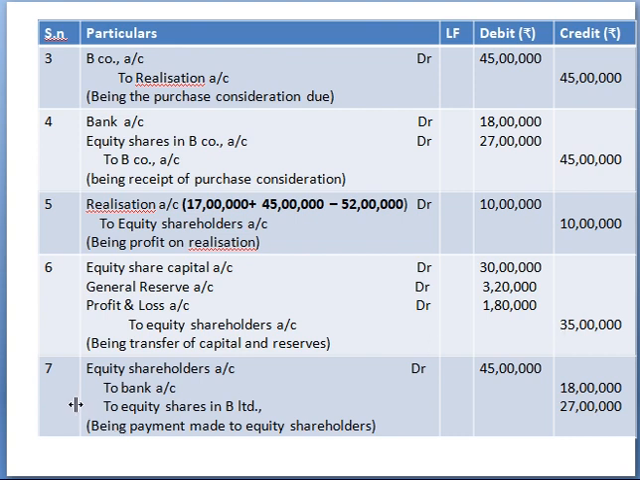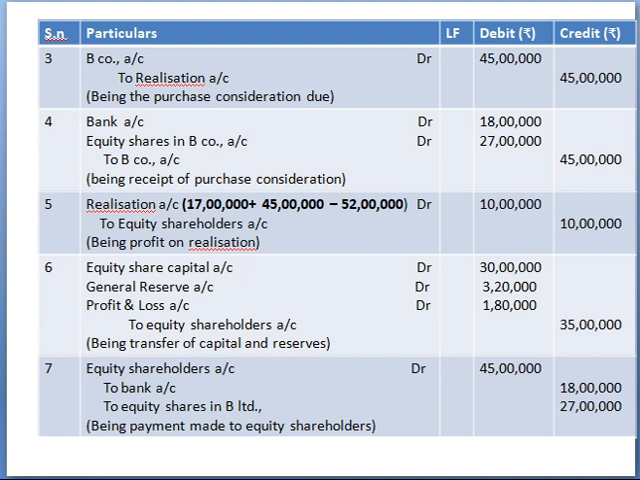And the seventh one is the payment entry. So how is the payment made to the equity shareholders? Already in the purchase consideration we have done, right? So payment will be made through two ways. One is through cash 18 lakhs and the remaining 27 lakhs is paid through equity shares. So give the entry: equity shareholders are receiving, so debit the receiver. Equity shareholders account debit, to bank account 18 lakhs, to equity shares in B Company Limited 27 lakhs. Totally you will get 45 lakhs. So that's it with your journal entries.